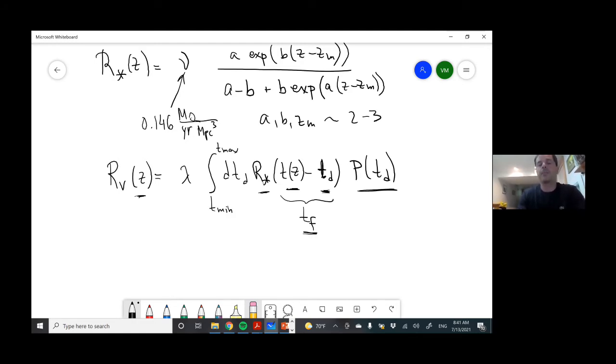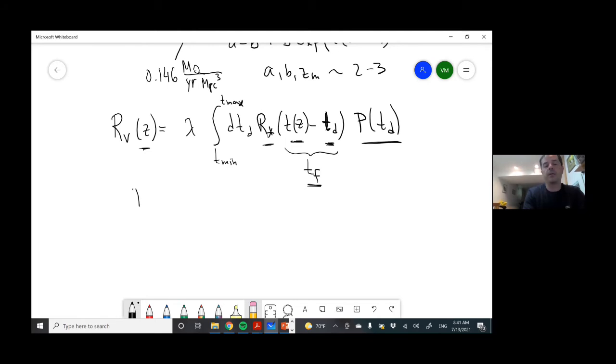Okay. What we do in our papers is we assume that P of t, or TD, goes as 1 over delay time. This is a little more than a guess. It is consistent with some population synthesis studies and so on. But is the power exactly -1 or -1.5 or -0.7? That's not really, at least as far as I know, well understood.